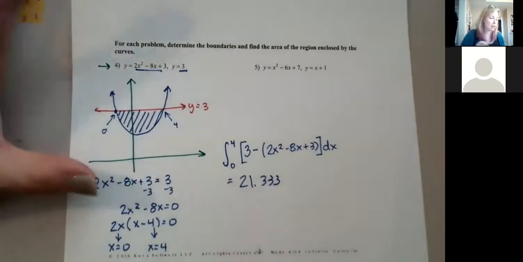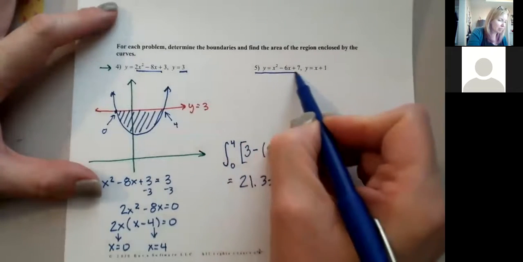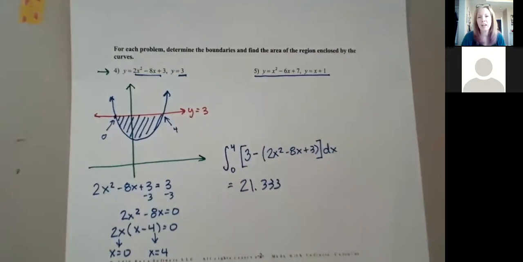So if we look at this question over here, question number 5, we've got these two equations, a quadratic and a straight line. Which of those is going to be the upper function and which of those is going to be the lower function? Which one do you think? Let me know. Take a guess. Line, parabola.